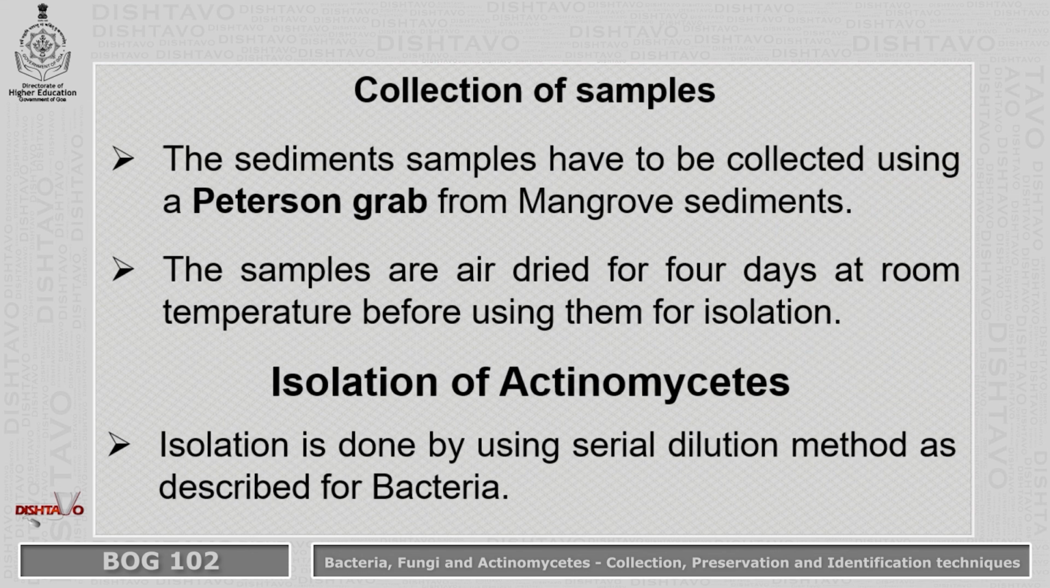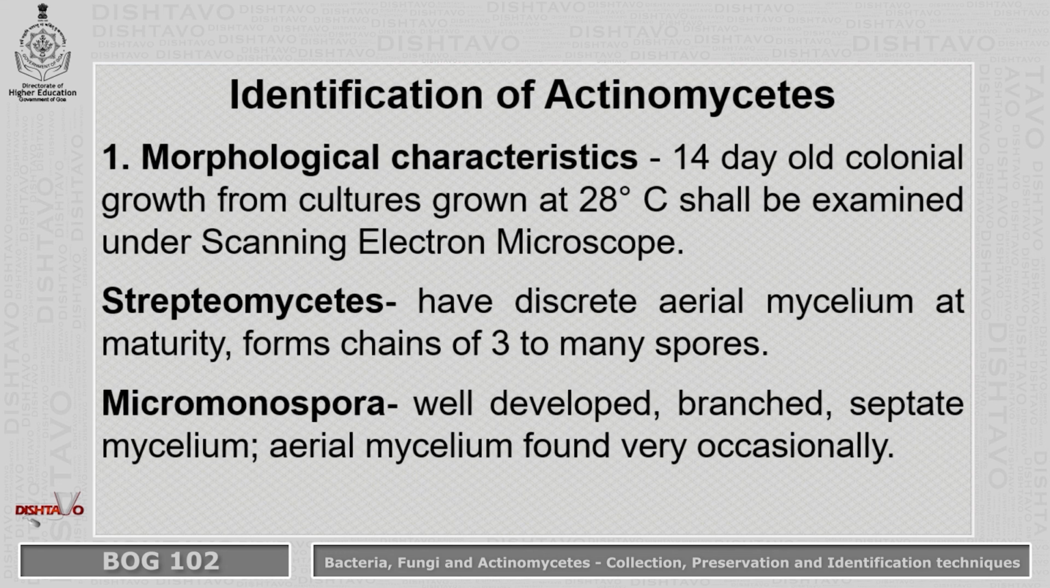The sediments should be collected with the Petersen grab, and then they should be air dried before isolation of actinomycetes. Isolation is done by serial dilution method, as we have discussed in bacteria. Identification of actinomycetes is done based on the different cell structures of the colonies which are grown on agar plate. A few major groups and their characters are listed here.